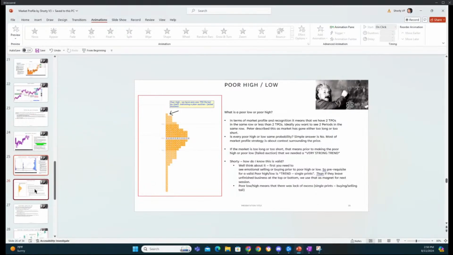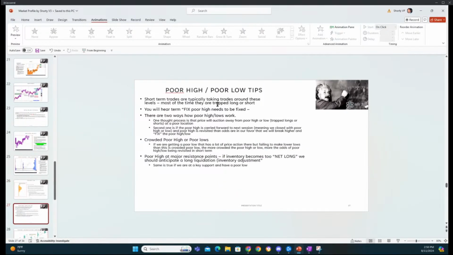Okay, so that's poor high business. Tips: short-term trades are typically taking trades around these levels. So everyone that's watching this, because it does carry intraday high probability, and the following day, especially if the day that you close with the poor high is a neutral day, or let's say a D shape, it really, really is good for a setup. Crowded poor highs or poor lows. Do you guys know what this means?